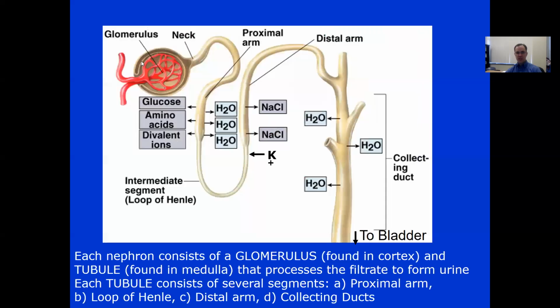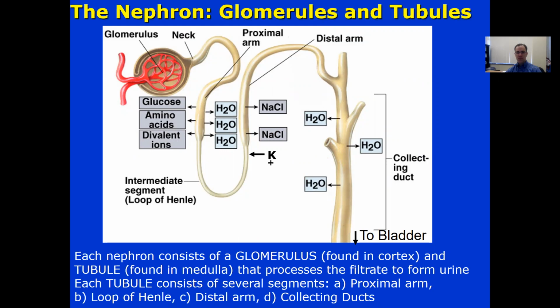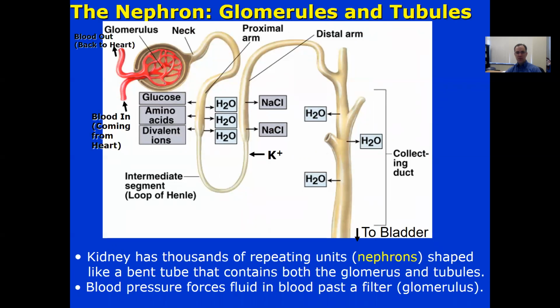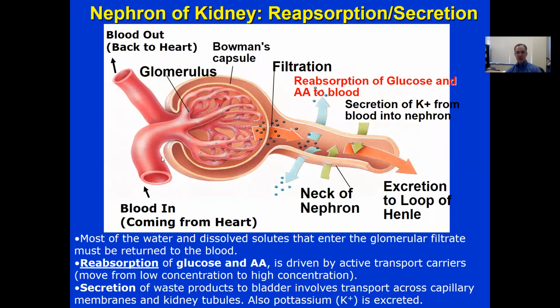This nephron is made up of the glomerulus, where the blood flows in, then the renal tubular system: the proximal arm, then the loop of Henle, then the distal arm, and then it moves into the collecting duct before it moves into the bladder. So again, the nephron of the kidney, we need to talk about reabsorption and secretion, the difference between the two.